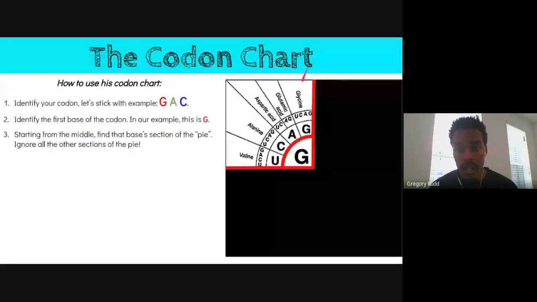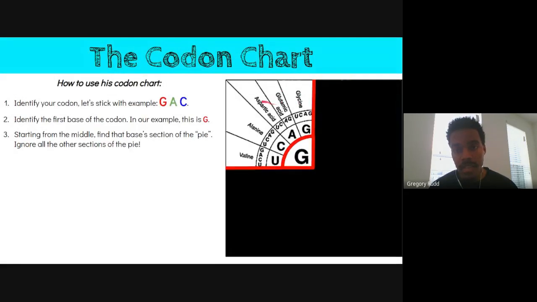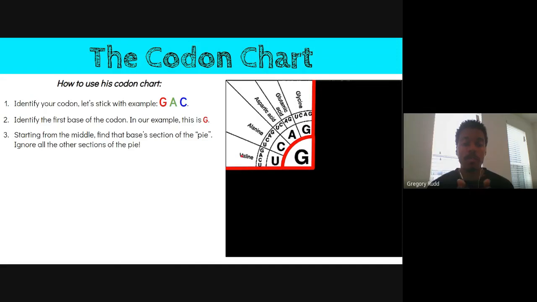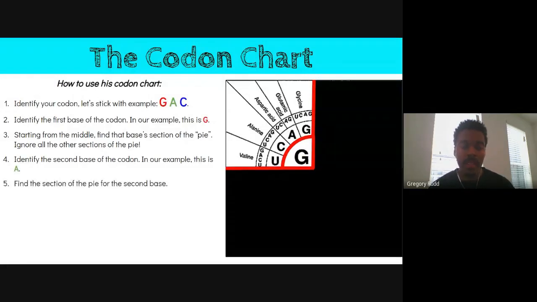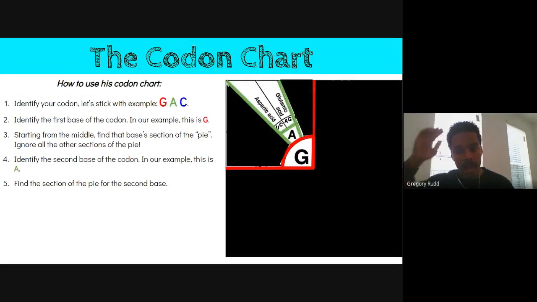So my options are now glycine, glutamic acid, aspartic acid, alanine, and valine. Those are my only options. If I've started off with the first base correctly, I've limited my options. Now I need to identify the second base, which is in this case A. I'm going to find the section of the pie for that second base now. So I'm moving outwards. Start in the middle, I'm moving outwards. Here's the second section of the pie.